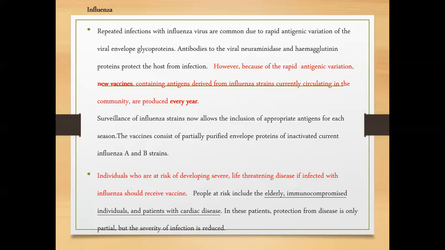Individuals who are at risk of developing severe life-threatening disease and infected with influenza should receive vaccines. Influenza in general is not a disease which causes death, but there are certain individuals who have more risk of dying from this disease. So those types of patients must receive these vaccines. People at risk include the elderly, immunocompromised individuals, and patients with cardiac disease. I think these are also for the COVID-19 patients as well.